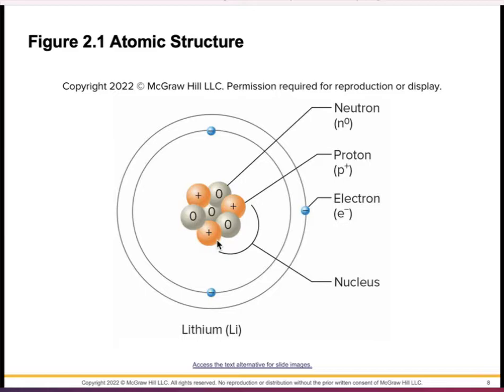There are 2 orbitals around the nucleus where you will find our electrons. We have 2 electrons in the inner orbital, 1, 2. And 1 electron in the outer orbital. And this is the 1.